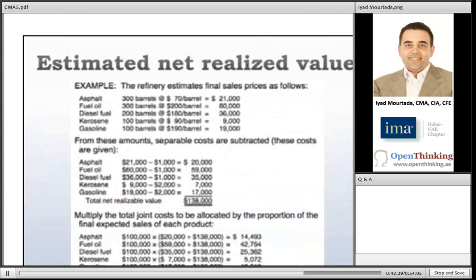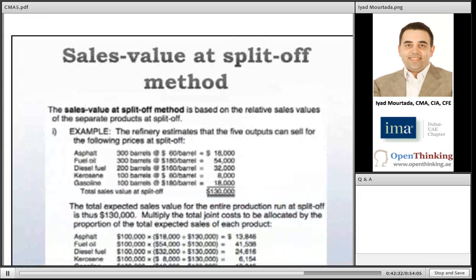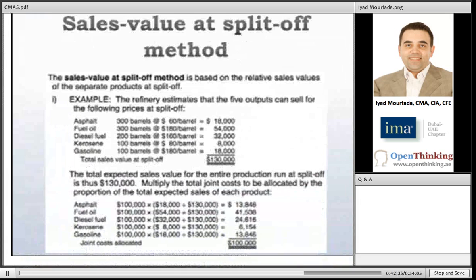Now, when we look at the other one, the sales value at the split-off method, it's easy. How much are we selling these items for? So we say, okay, for these sandwiches, how much are we selling them for? How much are you selling the other sandwiches for? And based on it, we understand. Based on how much we are selling it for, we'll be able to say we are going to cover part of the cost based on those percentages.